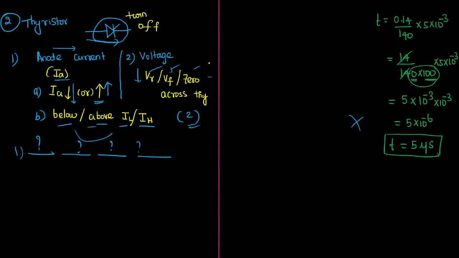Anode current decrease below the holding current, reverse voltage. Very good, Sukumari. Manivandan, below the anode current, below the latch. Sorry, below anode current. Okay, below means decrease. Okay, decrease the anode current and below the latching current.